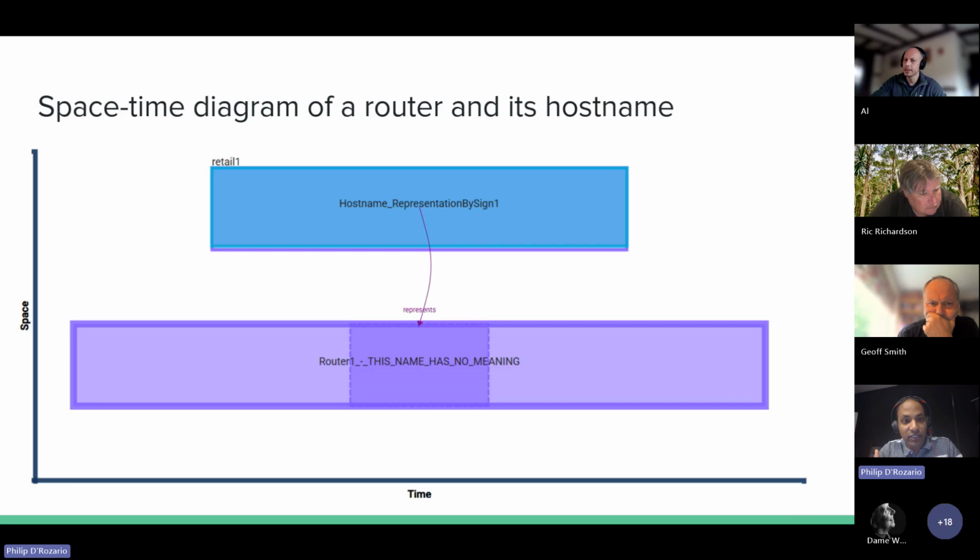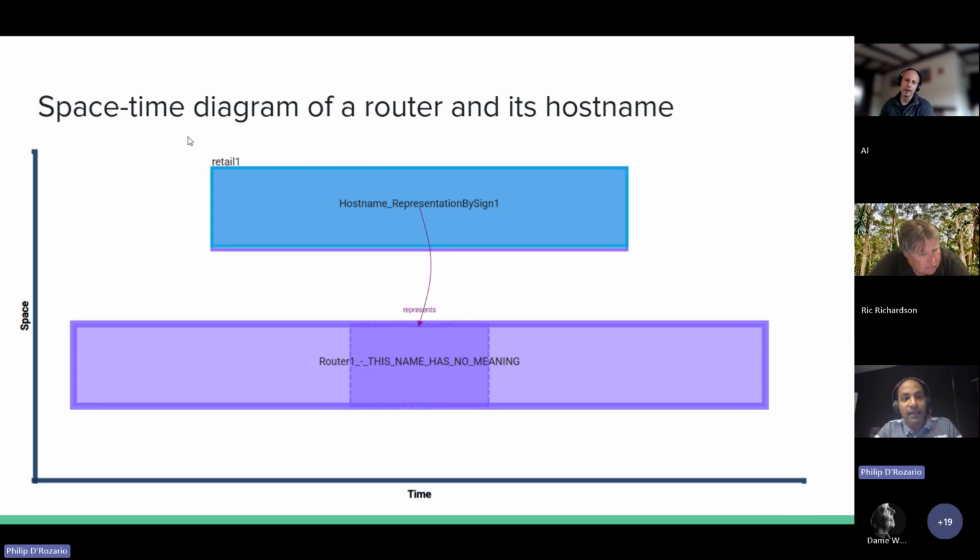I mentioned the representation by sign. We had a config that had the hostname of retail. Retail is used by the config to represent the state of the router at a period of time. When people talk about routers or networking, they very much think about hostnames first. So when we talk about the state of a router, the hostname is used for that period of time to represent that state.